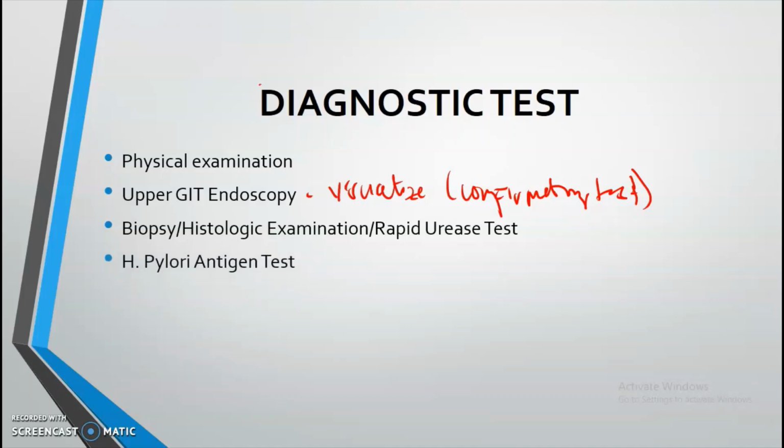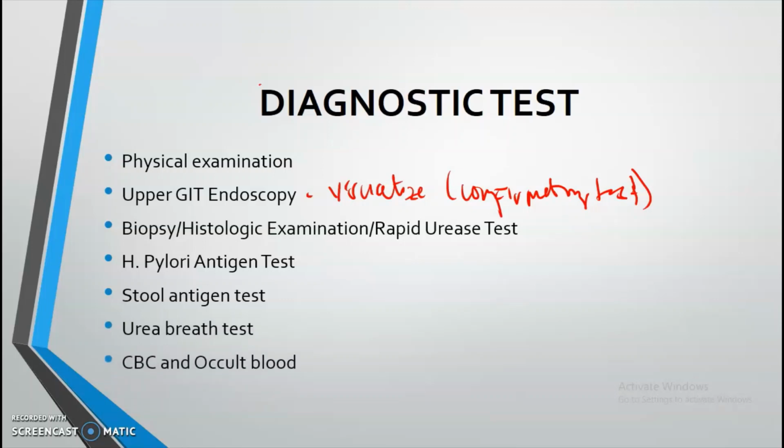Okay. Another one is to check for the presence of H. pylori antigen. As we have discussed in the earlier part of this lecture, H. pylori is actually the most common risk factor for the development of your peptic ulcer disease. Another one is the stool antigen test, again for the presence of the infection in the stool of the patient. The urea breath test to include your CBC and occult blood test for the presence of your unseen blood or the presence of RBC or red blood cells in our stool.